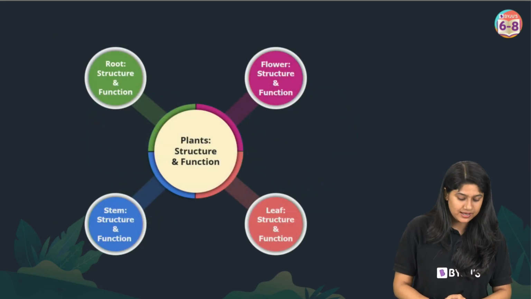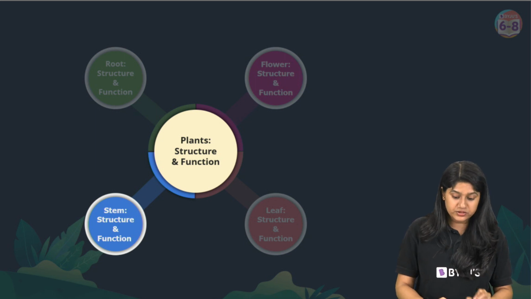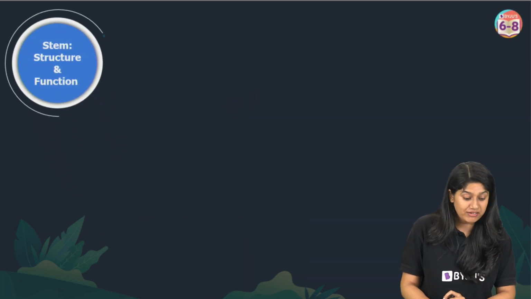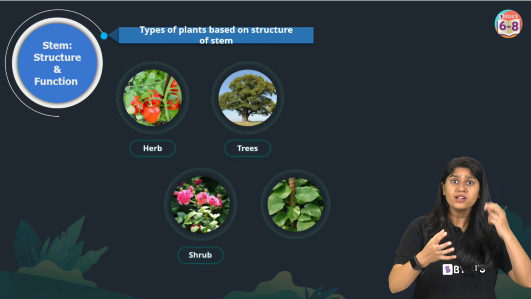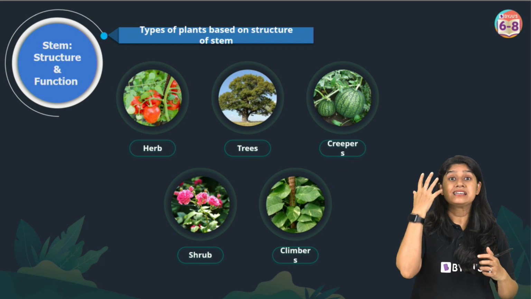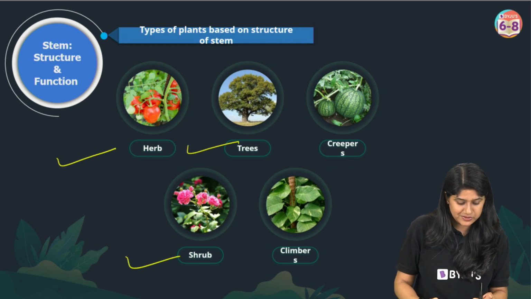Now let's discuss the stem. Now, of course, stem or the shoot is above the ground. In that also we have different categories altogether, right? So we have different types of plants based upon the stem that they have. So we have herbs, trees, creepers, we have shrubs and climbers, right?